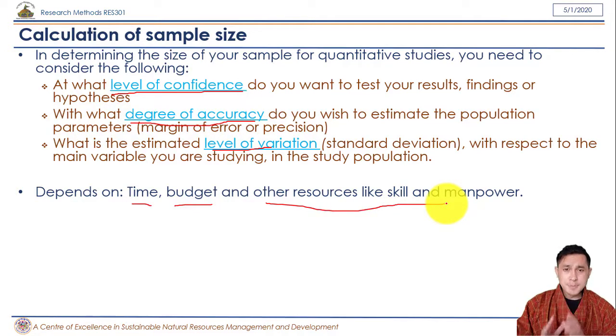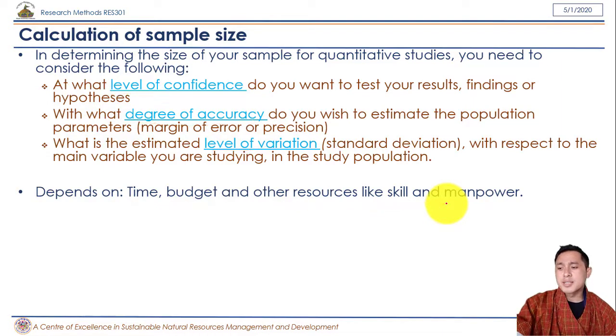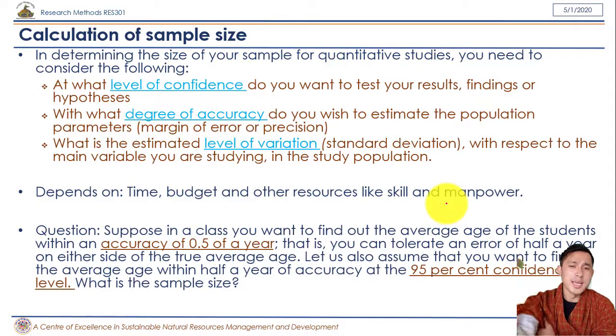But whatever it is, there are 3 factors that will determine the sample size: the level of confidence, whether it is 95% confidence, 90% confidence, or 99% confidence interval, the degree of accuracy, and the level of variation or standard deviation. So let us look at one example.